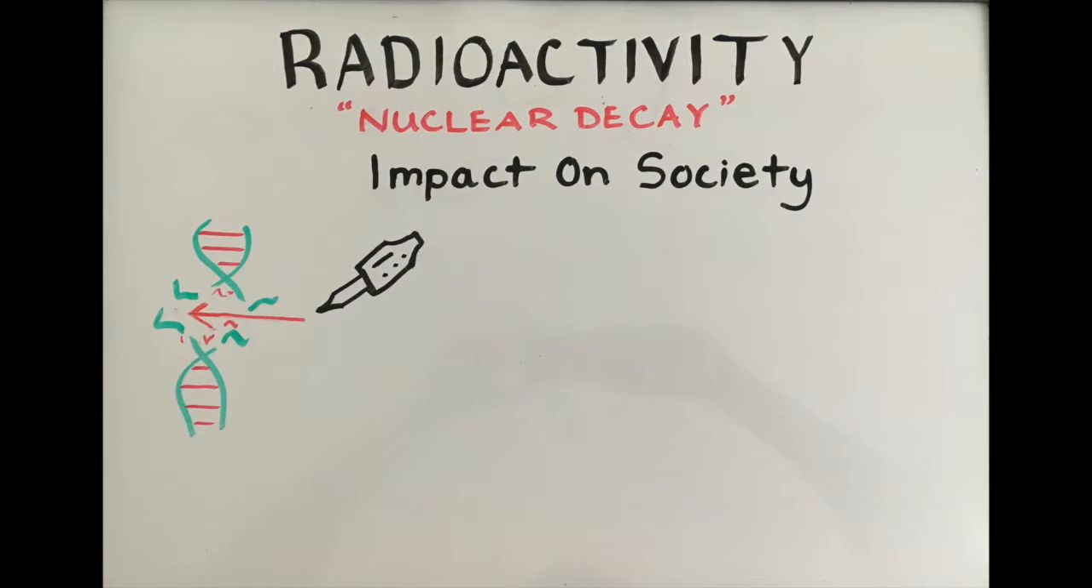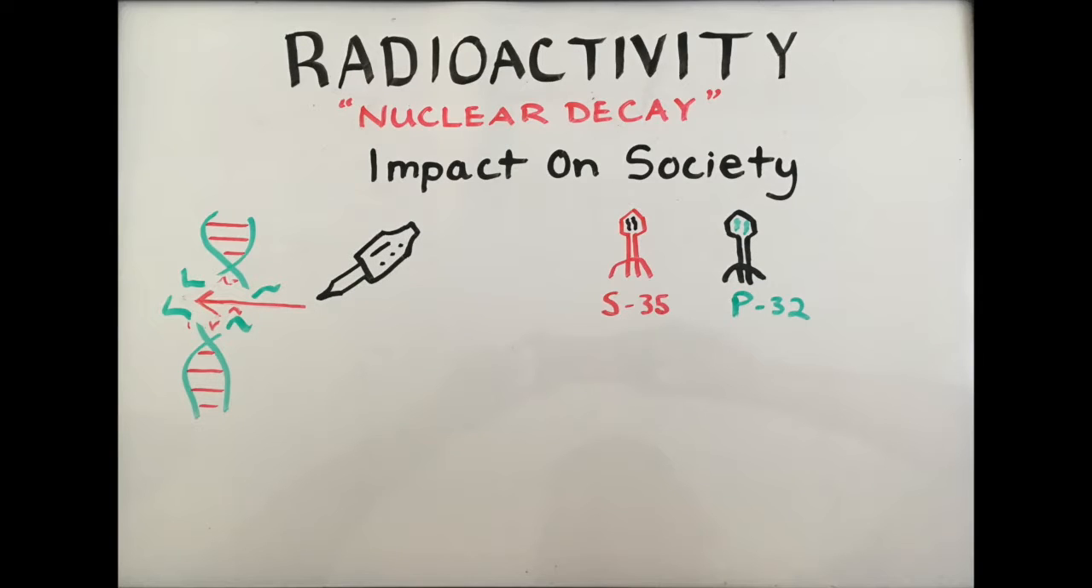Radiation's applications in science are also endless, with the most noteworthy appearance in the Hershey-Chase experiment. In order to determine what the genetic information of an organism is, Chase and Hershey labeled the proteins of a bacteriophage with radioactive sulfur and the DNA with radioactive phosphorus.